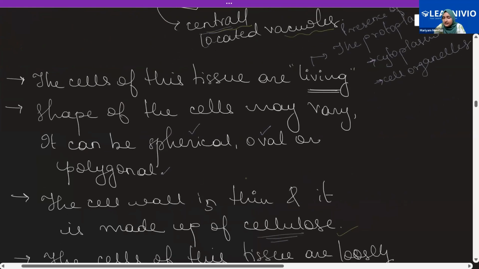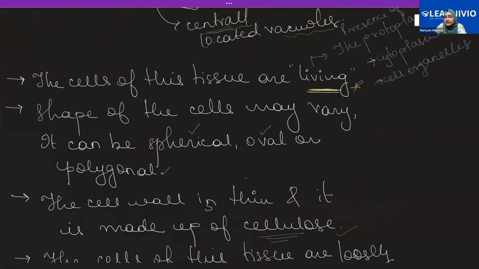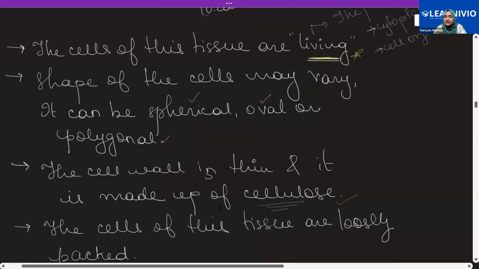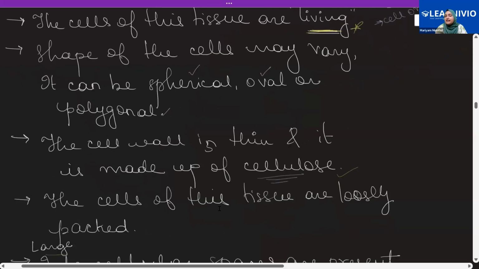The cells of this tissue are living cells. Always remember, this is very important. The cells of this tissue are living cells. The shape can vary, and it can be spherical, oval, polygonal, it can be a variety of shapes. Now the cell wall is thin. The cell wall is thin, and yes, it is made up of cellulose.